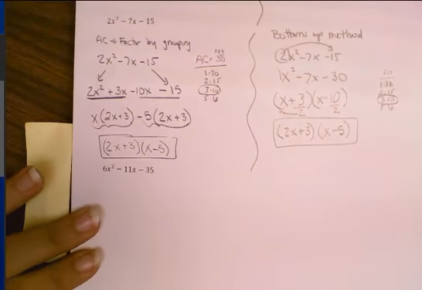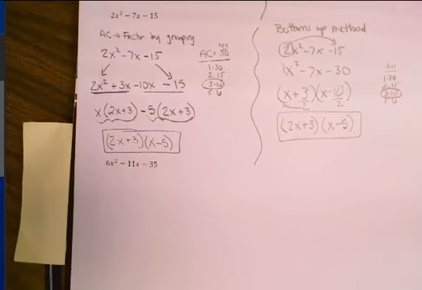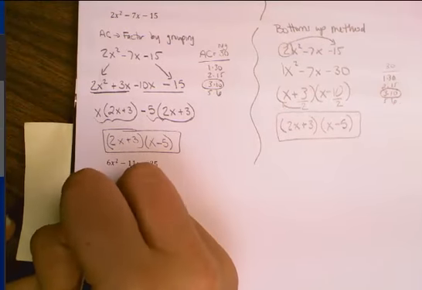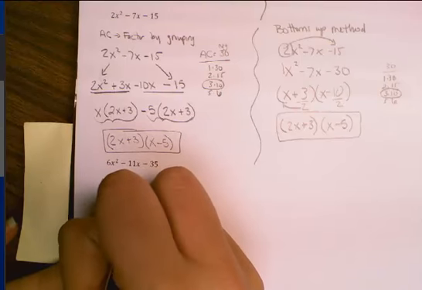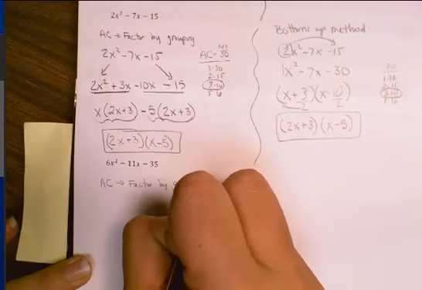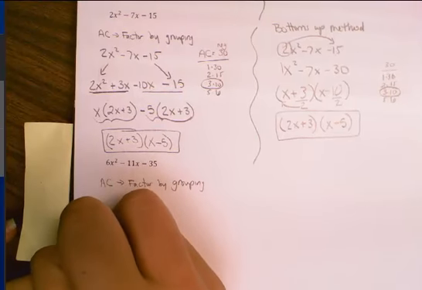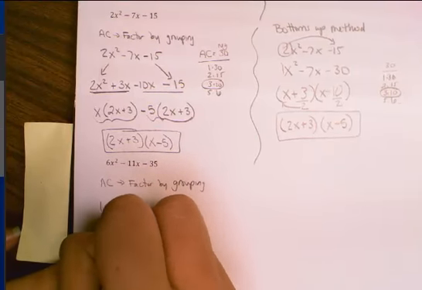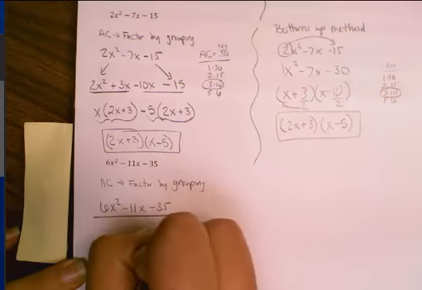Okay, and then the last problem here. So 6x squared minus 11x minus 35. So I'm going to show you the two methods. So we'll start with the AC, factor by grouping. Okay, so we'll start with 6x squared minus 11x minus 35.